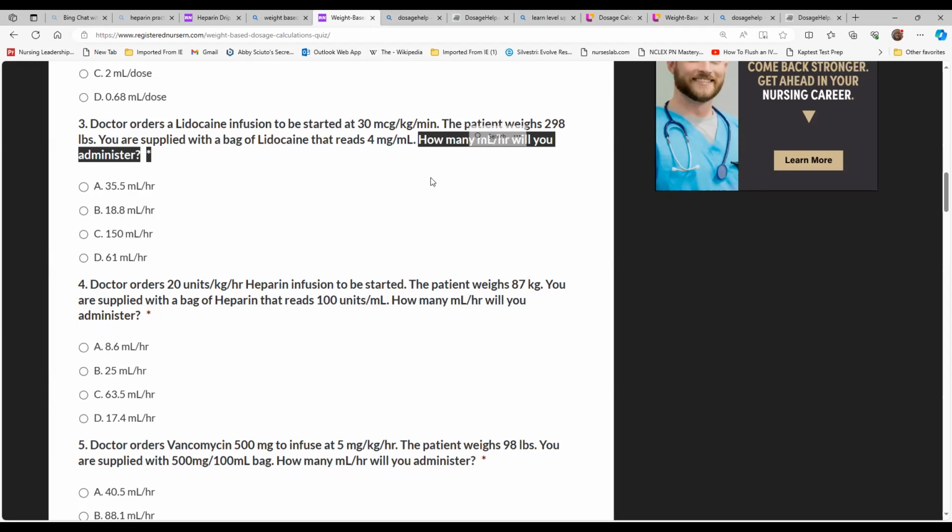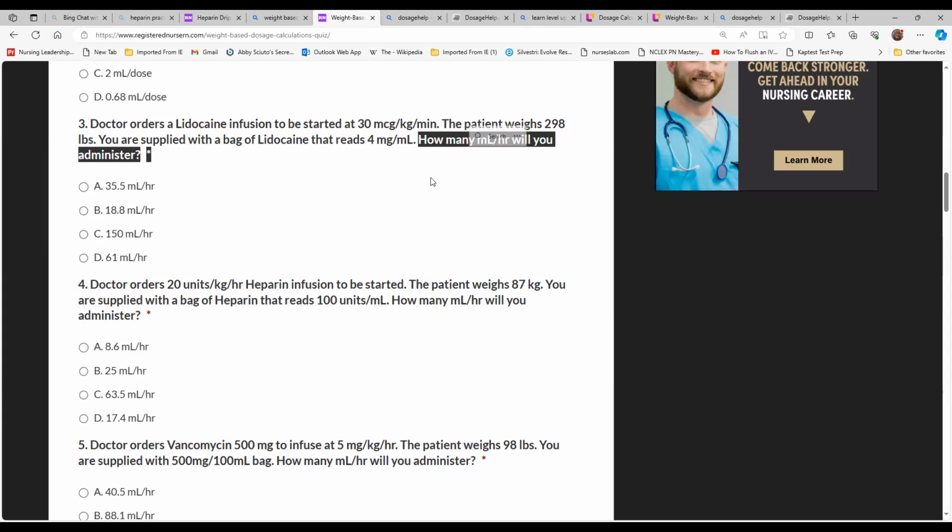All right. So let's start with the weight. And that's why I go through this whole process. I look at what the question's asking me, mLs per hour. So I know right away by looking at the information in this question that this is going to be a desired over have. And I have to first calculate my desired dose because I don't have it. I know what the doctor wants, but until I do the weight conversion and that math, I don't have my desired dose yet. So the first part of this problem, we're calculating our desired dose.